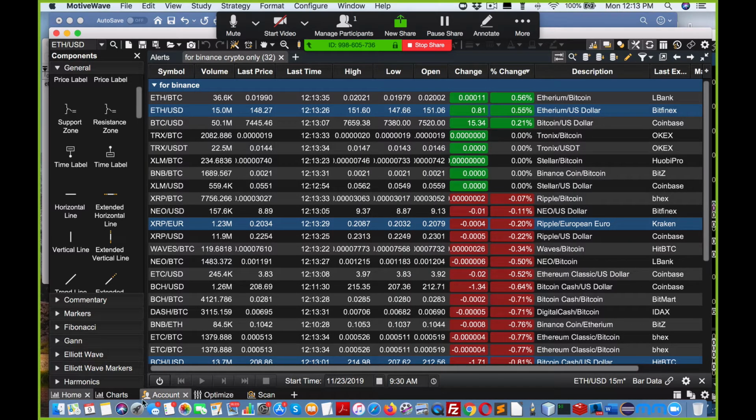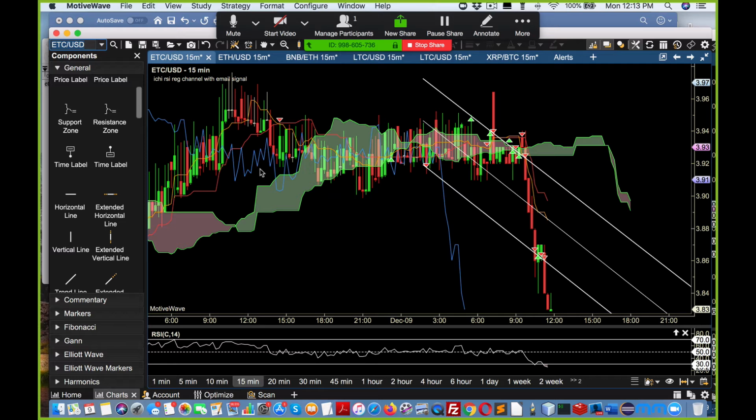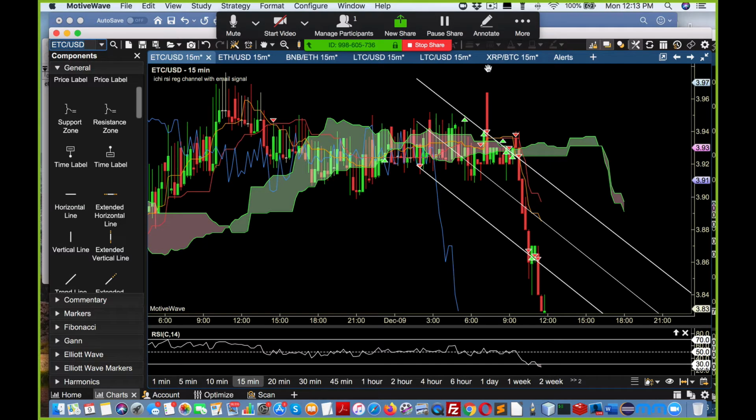So if we go into the chart section here, chart page, we've got here 1, 2, 3, 6 pairs. So we have Ethereum Classic USD, Ethereum USD, BNB, Ethereum, Litecoin USD, 15-minute chart, and XRP BTC. So let's check these out. Last week it made a correct move one time, where it was a 3% move on this pair, so it did okay.